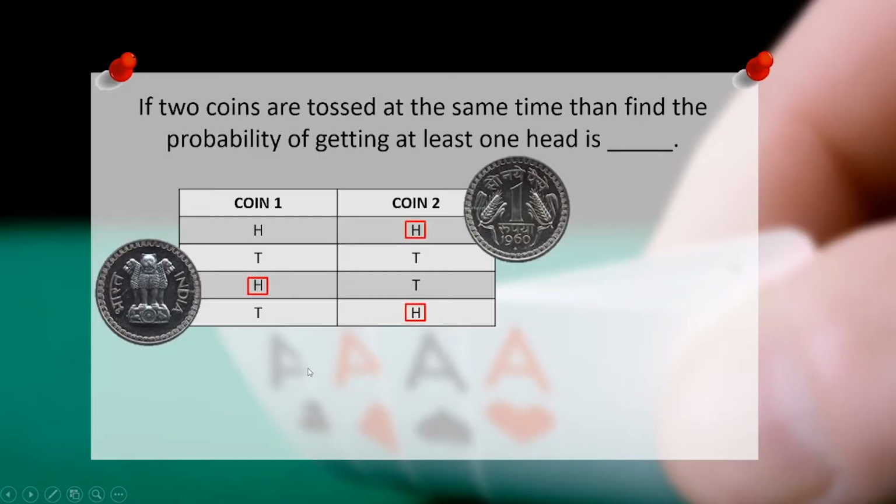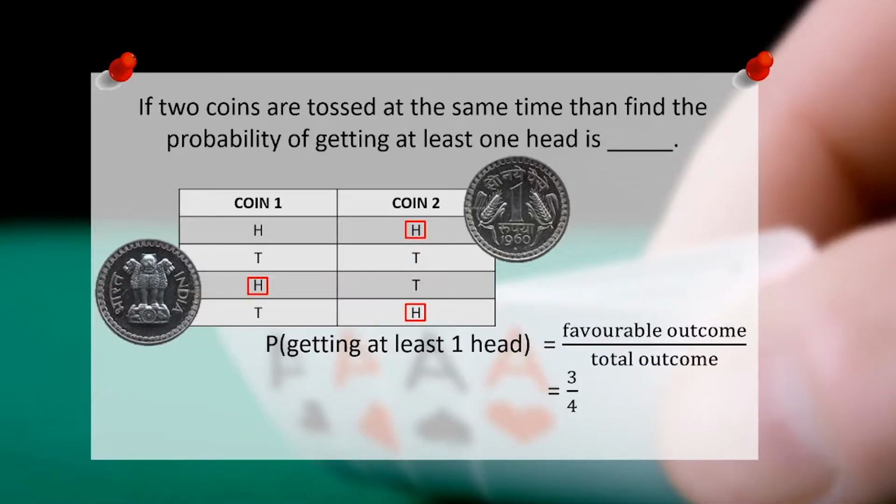Now what are we requiring? We require only at least one head, right? So these are all the cases when at least one head is possible. In the first case both of them are head, but we want at least one. So 1, 2 and 3. Out of these four options, 3 options are such where at least one head is possible.